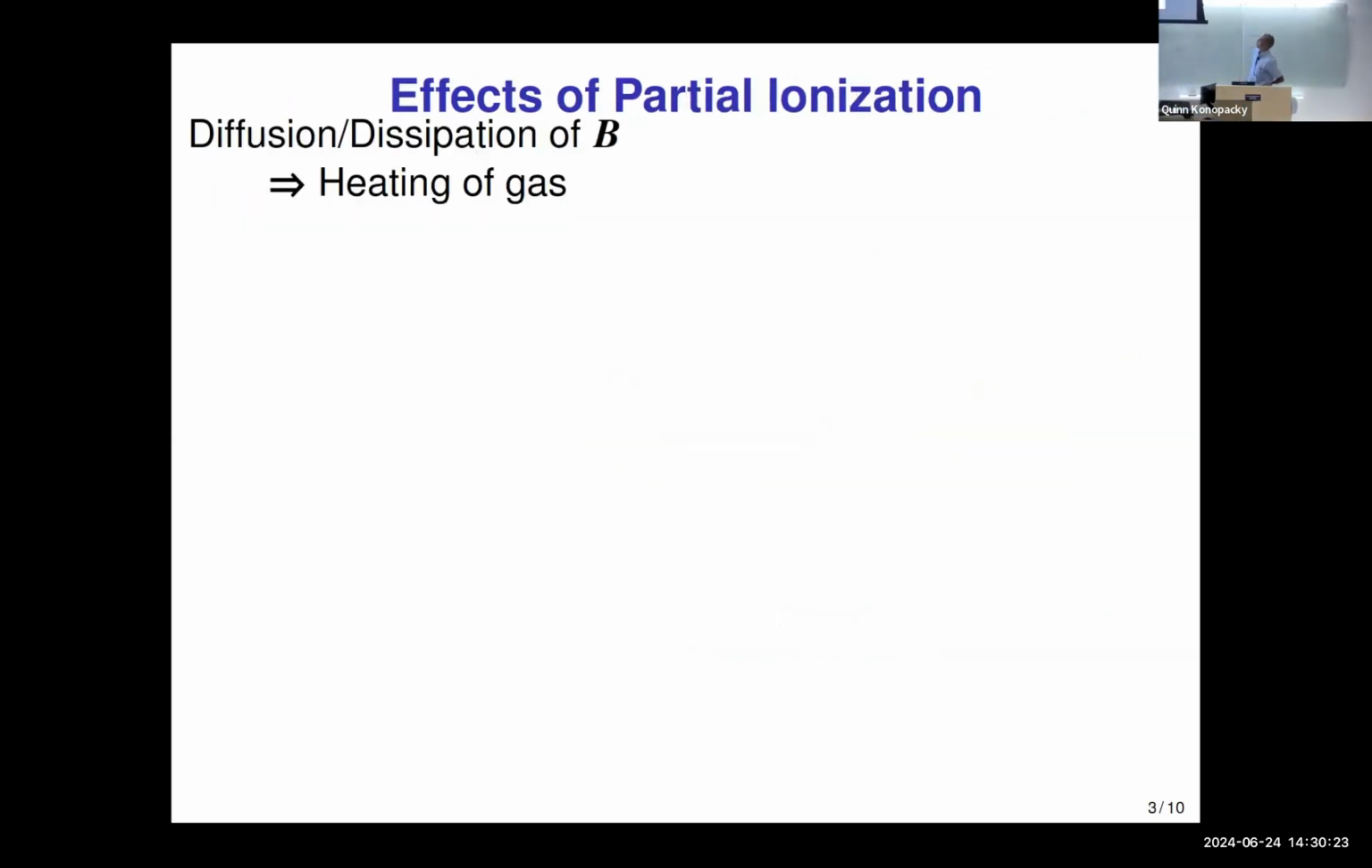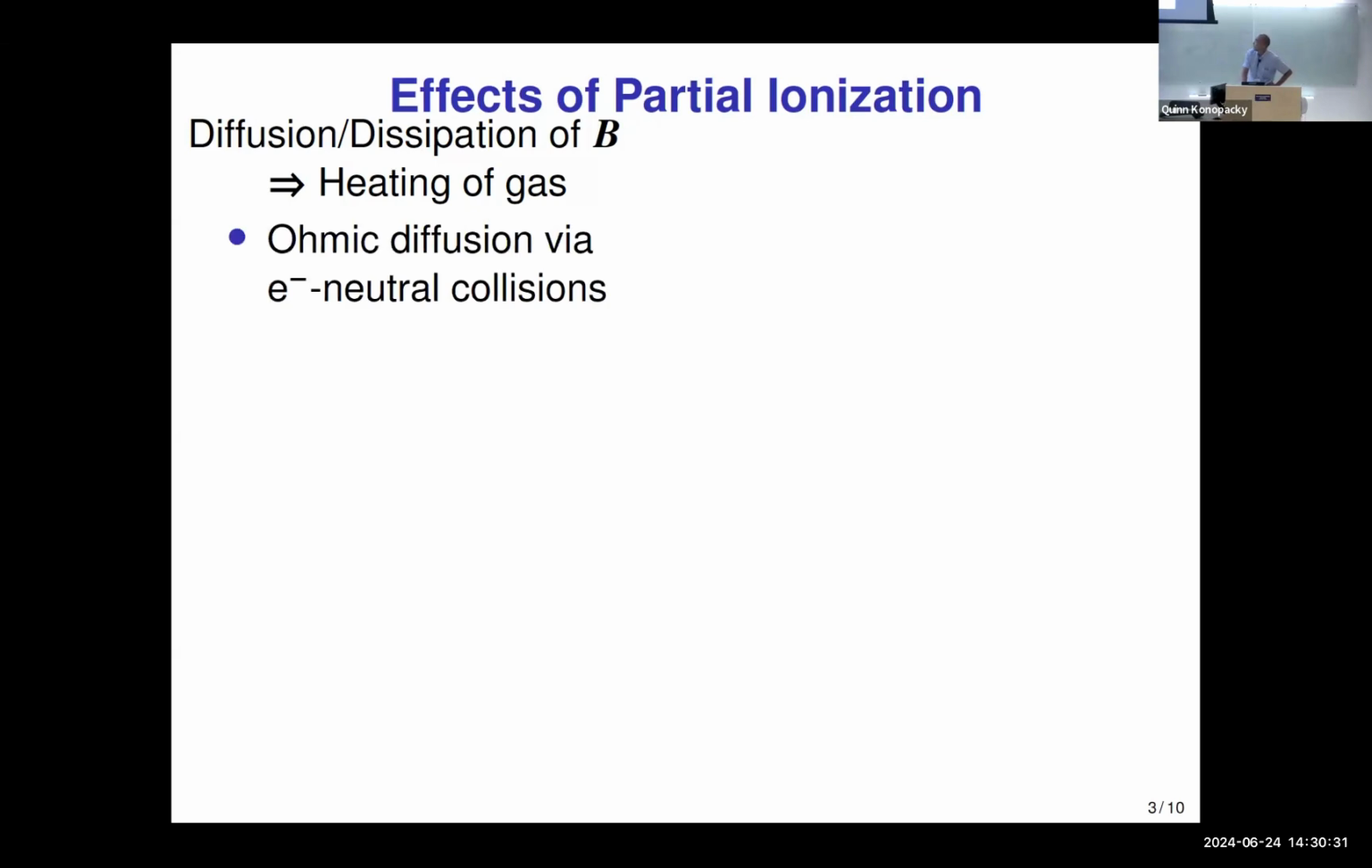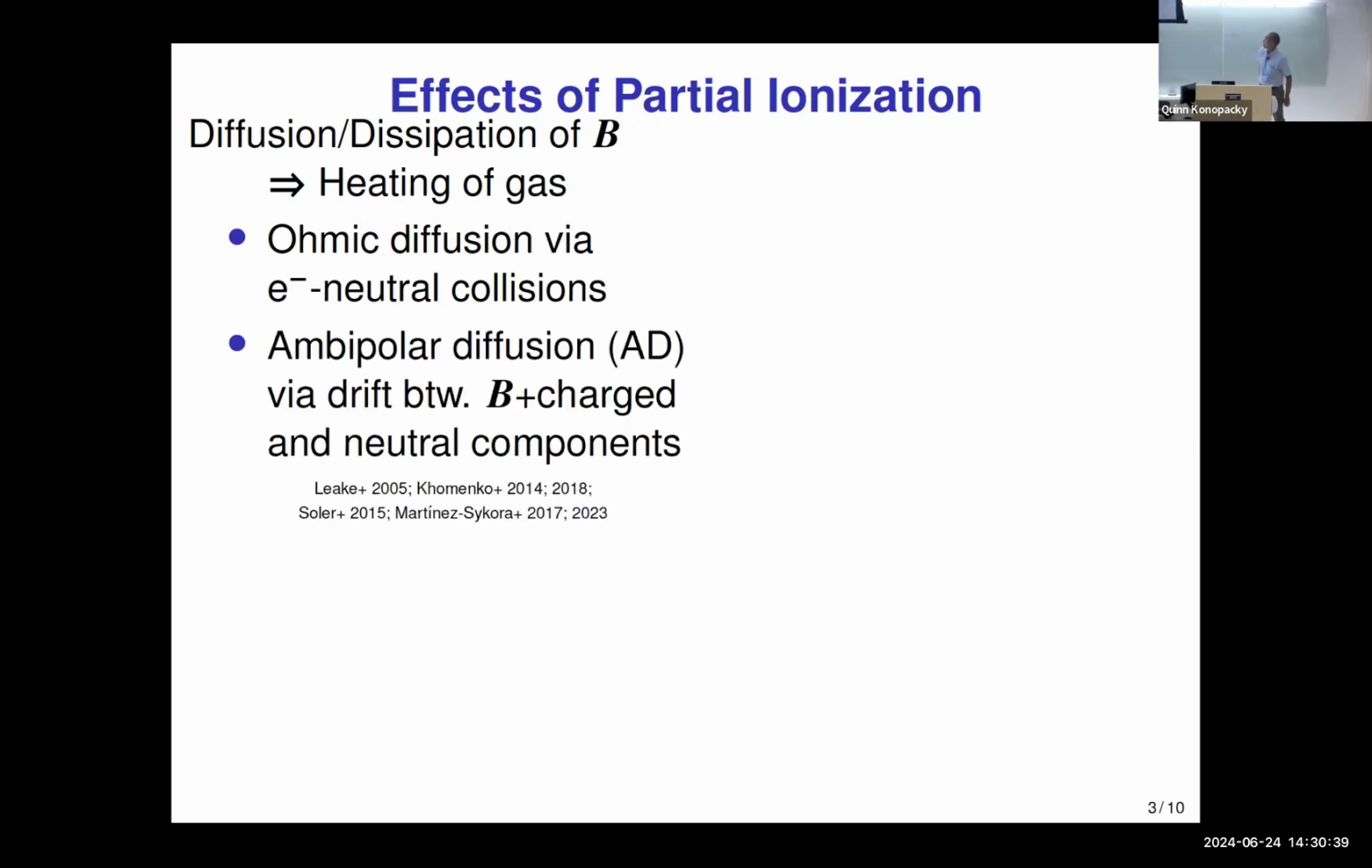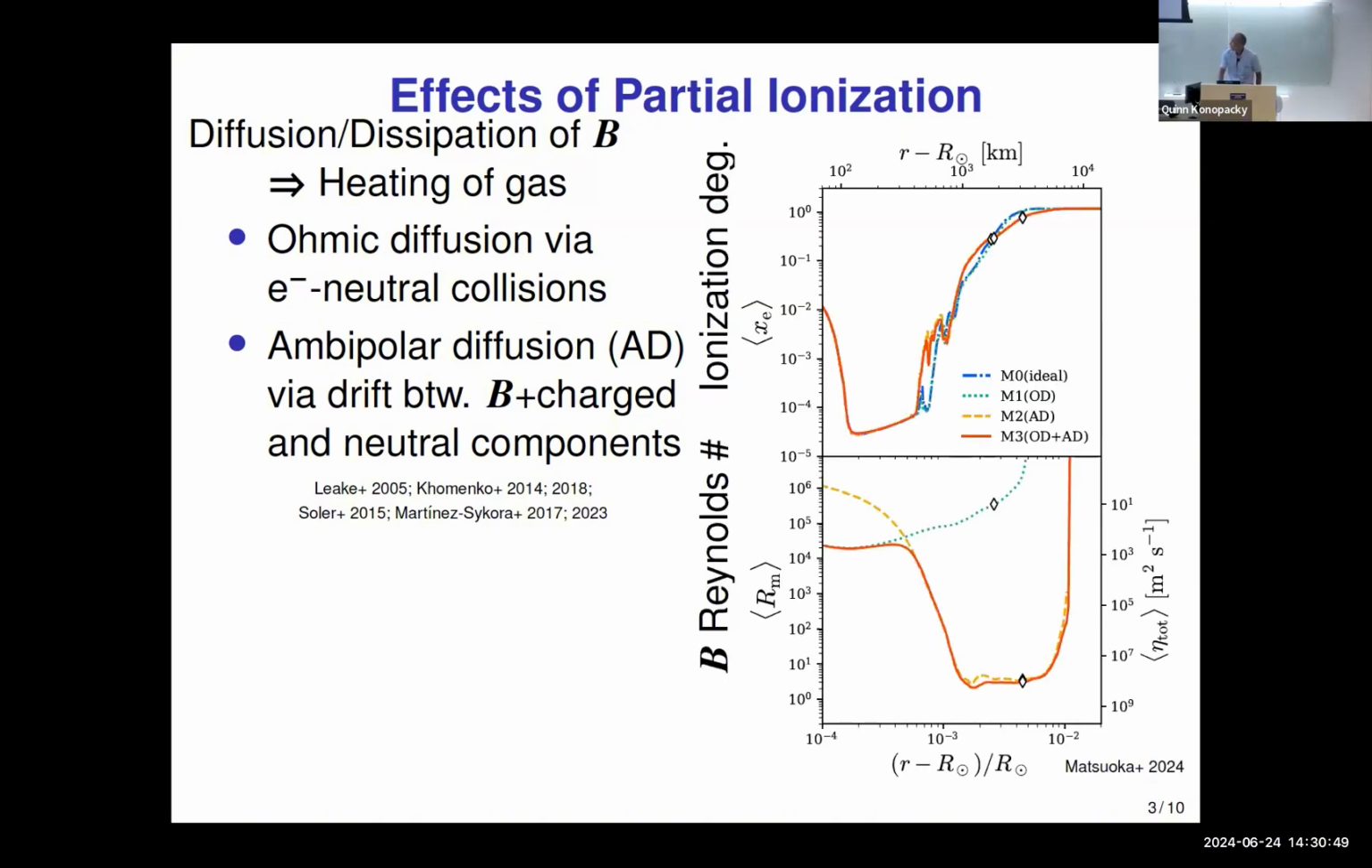Then what happens? Dissipation or diffusion of the magnetic field should occur in partially ionized plasma, by ohmic diffusion via electron-neutral collisions in denser circumstances, or by ambipolar diffusion. This is because of the drift between the magnetic field plus charged components and the neutral components.